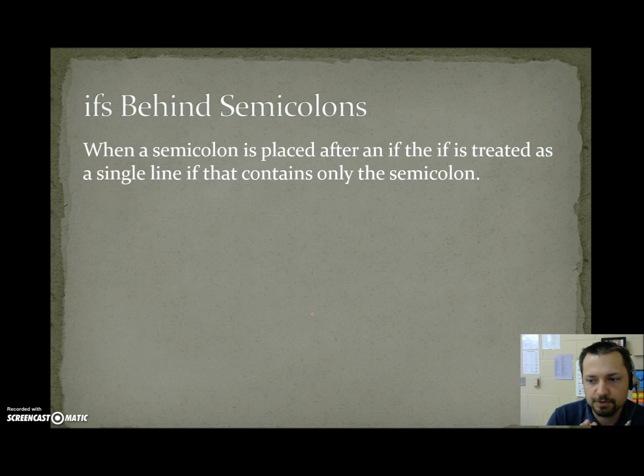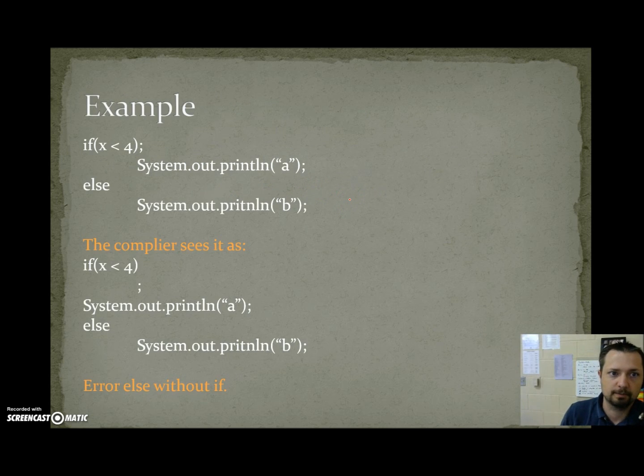Ifs behind semicolons. When you first start doing selection statements, you're used to putting a semicolon behind every line of code. So a lot of you are going to accidentally put a semicolon after an if. When a semicolon is placed after an if, it is treated as a single line if that contains only a semicolon. So let's see what that looks like. An example: if x is less than 4, semicolon, system.out.print A, else system.out.print B.